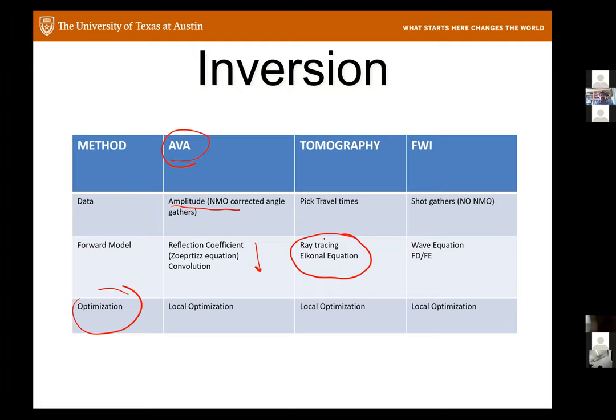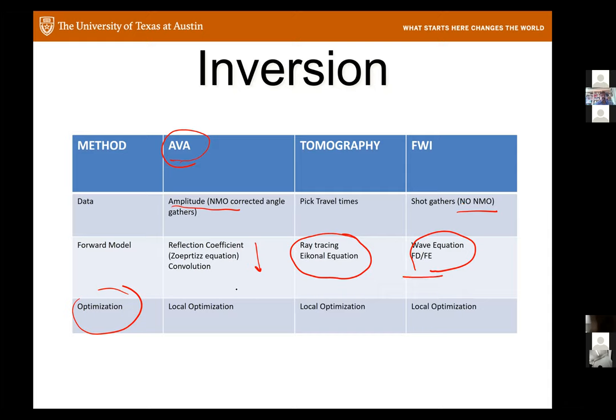Now, FWI uses shot gathers, no NMO. It uses the wave equation to compute synthetics, and then it fits the data, the full gathers, iteratively to come up with an update of the velocity model, and hopefully you get higher and higher frequencies.